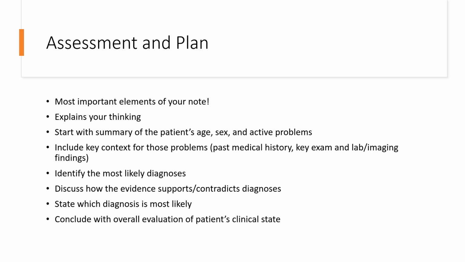Start your assessment with a summary of the patient's age, sex, and active problems, including any key context for those problems, such as past medical history, key exam and lab findings, and imaging. Identify the most likely diagnoses, and then discuss how the evidence supports or contradicts those diagnoses. Commit to which diagnosis you think is most likely, and then conclude with an overall evaluation of the patient's clinical state.